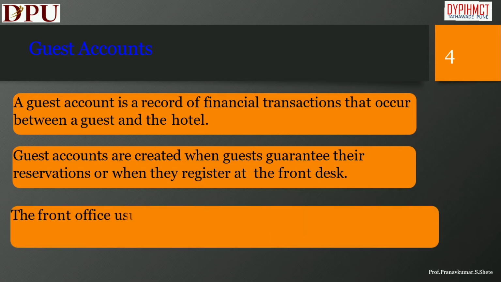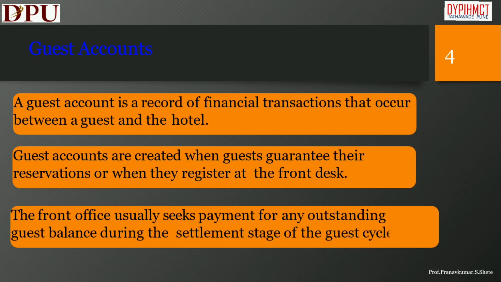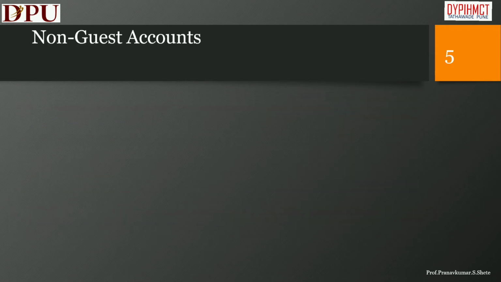The front office usually seeks payment for any outstanding guest balance during the settlement stage of the guest cycle. The front desk cashier or receptionist presents the final bill to the guest, which includes all the postings done during the guest stay, which are cross-checked by the guest, and the bill is settled with the applicable method of payment.